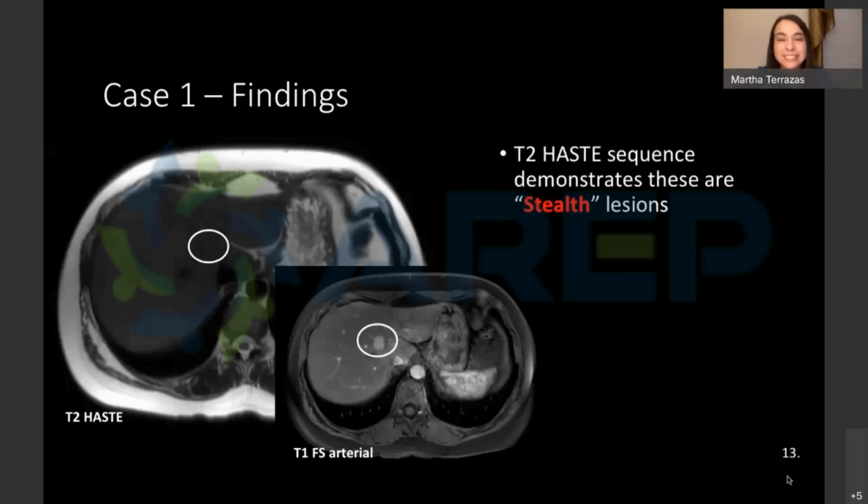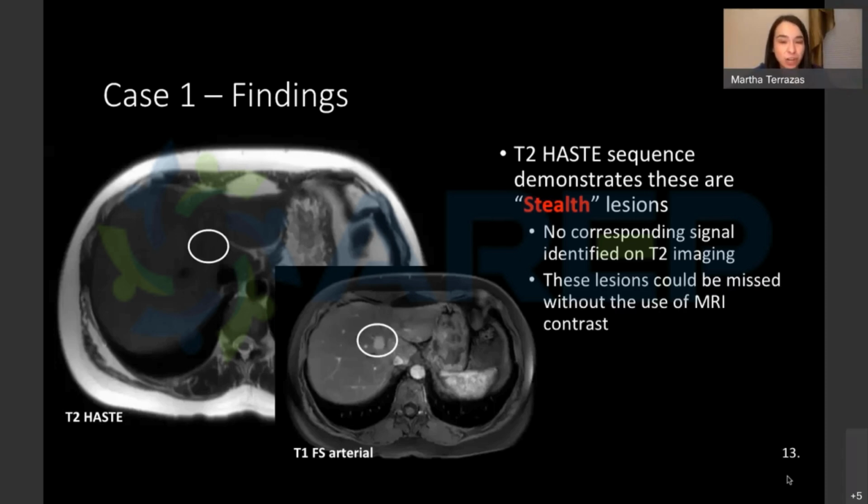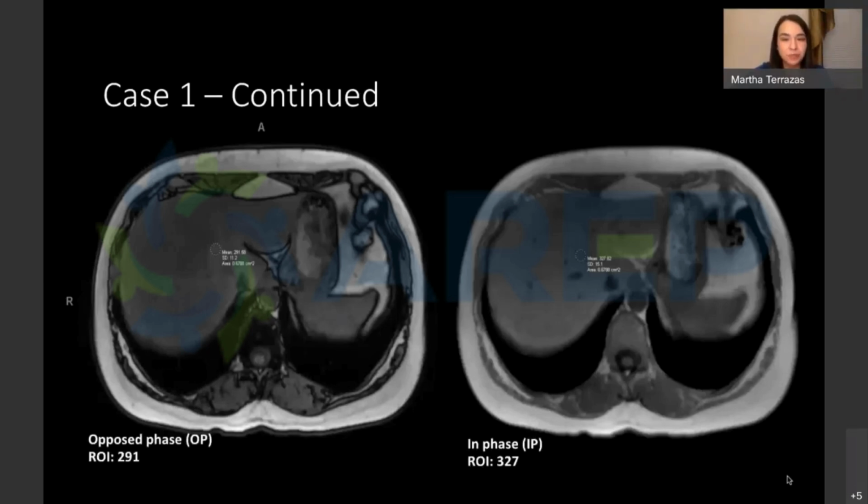So this is what's called a stealth lesion. This T2 HASTE sequence demonstrates that these lesions are stealth, meaning you don't see them. So you could actually miss these lesions if you didn't have contrast, right? If we just did an MRI without contrast, we would probably miss these lesions. We don't see them on the T2 HASTE, but we see them on the arterial phase. There's no corresponding signal identified on our T2 imaging to correspond to that spot where we saw the arterial enhancement. These two sequences here are our opposed phase.